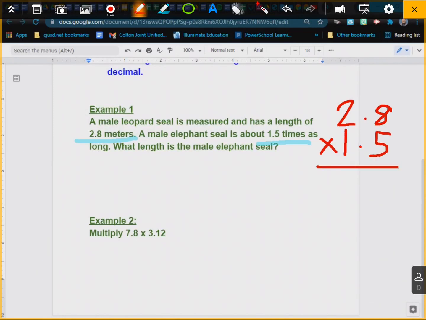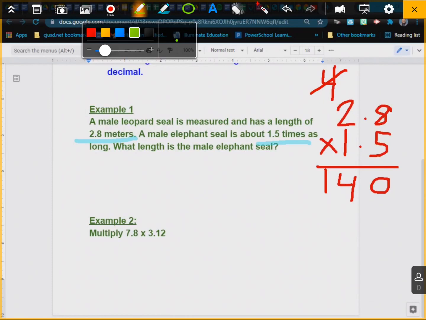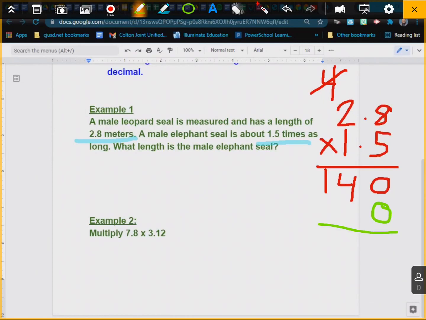So we just multiply right to left as if it was a multi-digit whole number. So 5 times 8 is 40. Carry the 4. 5 times 2 is 10, plus 4 is 14. I'm going to cross this out, and I'm actually going to use a different color to keep it organized. And I'm going to do the 1. I add a 0, because that 1 is in the tens place. 1 times 8 is 8. 1 times 2 is 2.